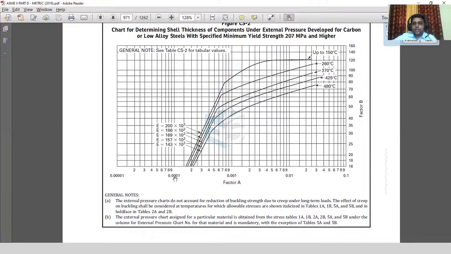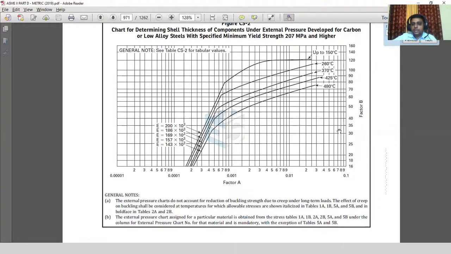One, factor A will fall under the curve or on the right side of the curve. If it falls under the curve, with reference to the correct temperature line, we calculate the intersection with factor A, and we project that horizontally to get the value of factor B. If it falls on the right hand side, then we extend the respective temperature line and see the intersection, and that will give us factor B. But if it falls on the left hand side, we do not have any method to get factor B from this.